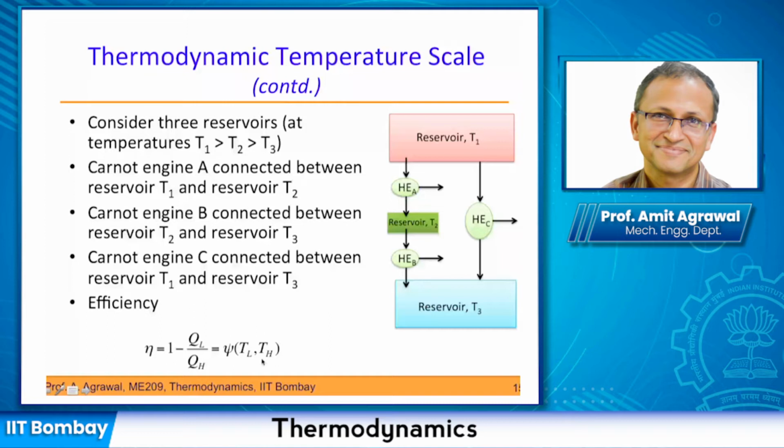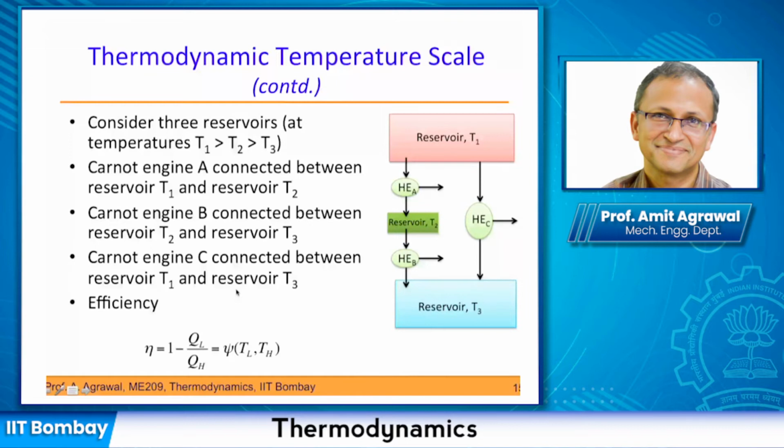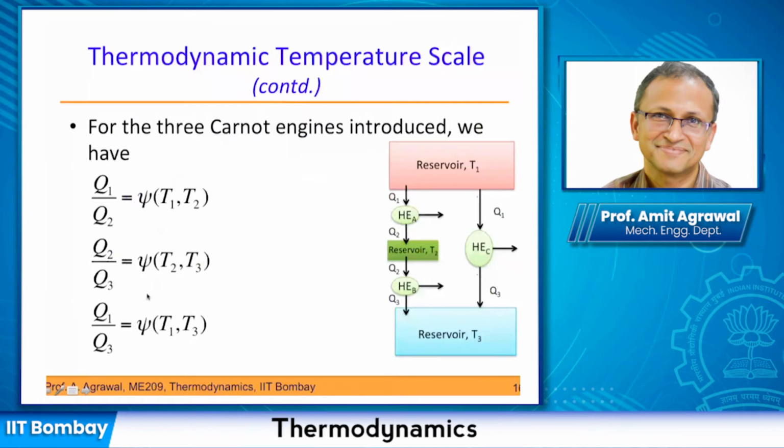Since efficiency is only a function of the two temperatures, we can see from this equation that QL minus QH is a function of TL and TH. So we are saying that Q1 and Q2 is a function of T1 and T2, Q2 upon Q3 is a function of T2, T3, and so on. These are the statements that I can readily write.